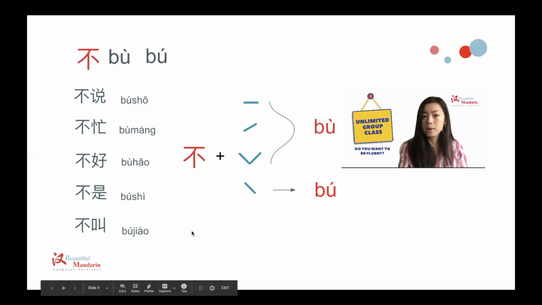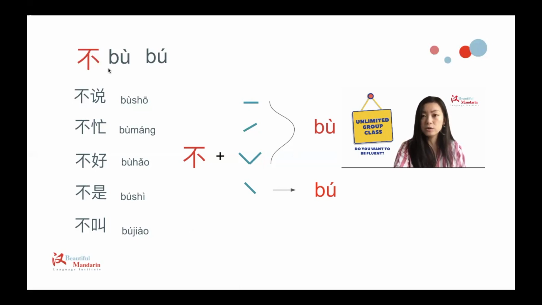Remember, there's actually a simple way to remember this rule. You just remember 不 as the fourth tone. But when the fourth tone 不 is followed by a fourth tone, we change the fourth tone 不 to a second tone 不. With this way, you only need to remember 不 plus the fourth tone. We change this character to the second tone. In the other situations, it is just a fourth tone. Good? Okay, now let's read them again. 不说, 不忙, 不好, 不是, 不叫.